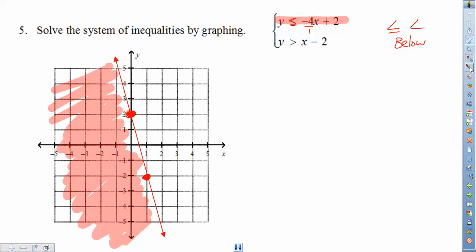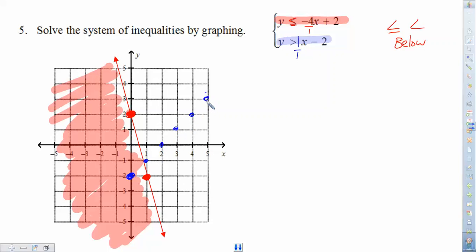Now I need to graph that y is greater than x minus 2. Let's put this in blue. So first thing, we need the y-intercept, which is down here at negative 2. And then isn't that slope just a 1? So we're going up 1 and to the right 1.